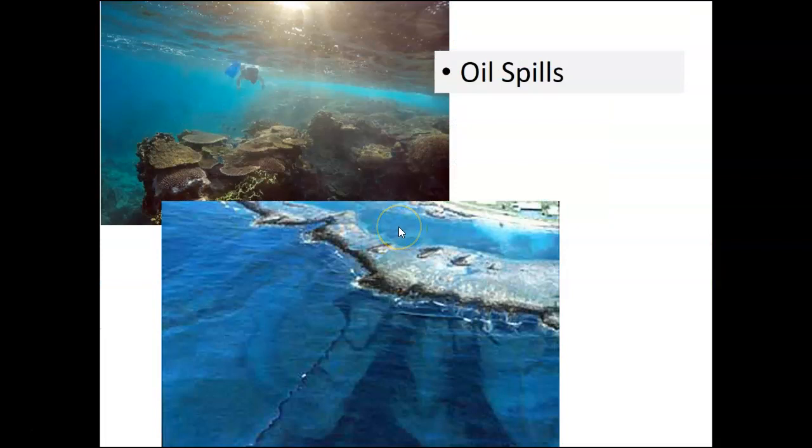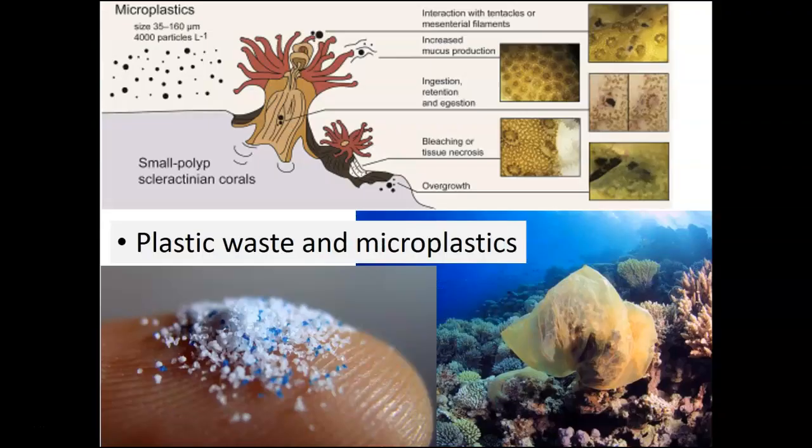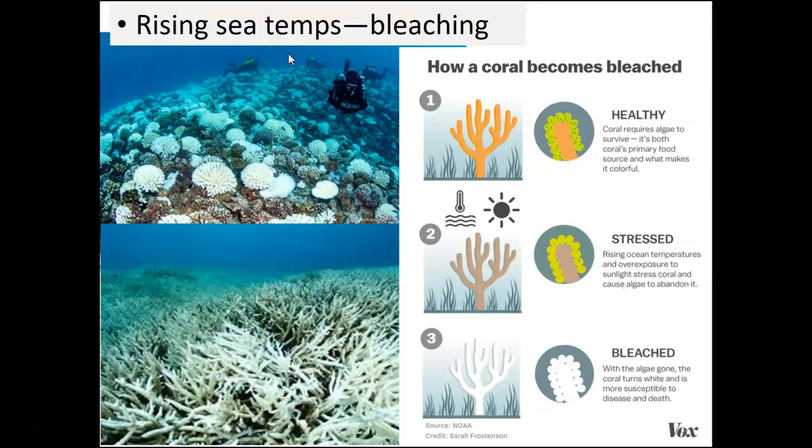Oil spills will really choke out the coral species. And then plastic waste and microplastics, we're seeing this more and more. It blocks their pores and causes sickness for them. And then the rising sea temps. So we learned about this in Chasing Coral, but healthy coral requires algae to survive. It's its primary food source and makes it colorful. As it gets stressed, the algae start to abandon it. And eventually that symbiotic relationship or mutual relationship fades and you just have a skeleton, right?